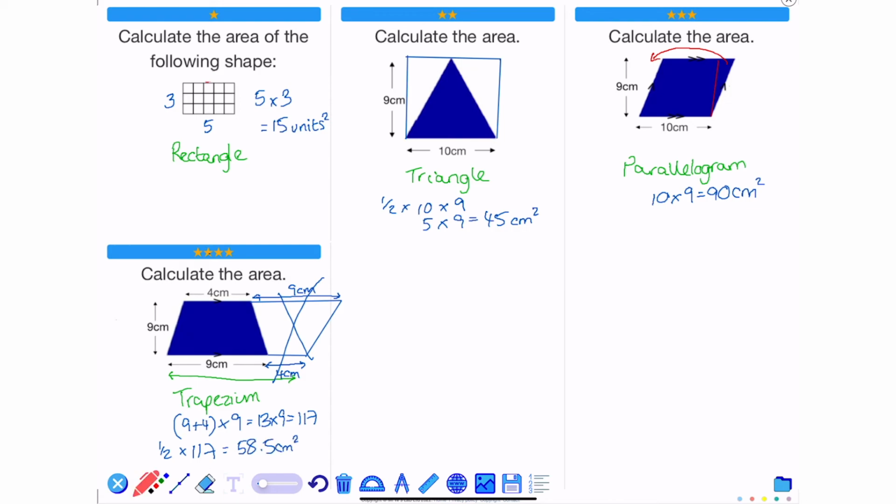And the units. So in summary, the area of a rectangle can be found by multiplying the base with the perpendicular height. A triangle can be found by a half of the base times by the perpendicular height. A parallelogram will be base times by the perpendicular height. And for any trapezium, I need to add the 2 parallel sides together, so A plus B, times it by its height, and then half my answer.